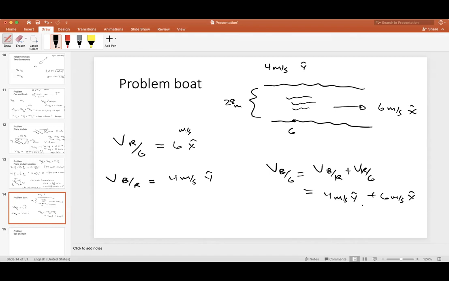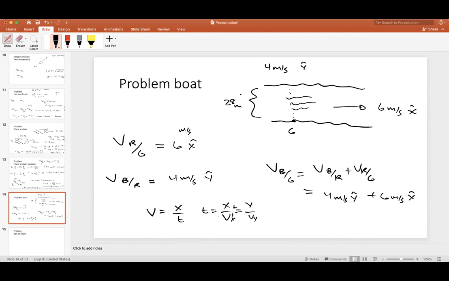And then I want to know where you're going to end up if this happens as you try to cross it. I want to know where you're actually going to hit the shore. So how do you do that? Well, you know you've got to go 28 meters, right? So remember that velocity is distance over time. We want to solve this for time. So it's x over v, or in this case, it would be y over v of y, either one, whichever one you want to use.